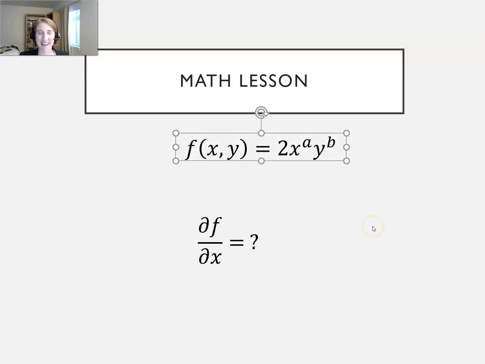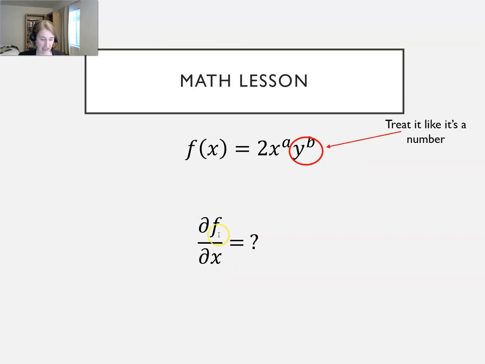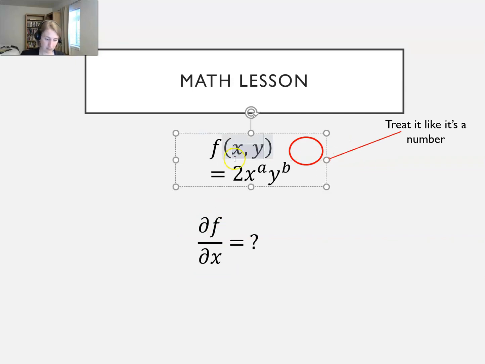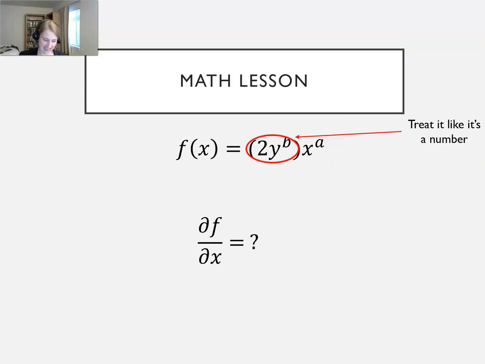Okay, so this expression here, f of x and y. Now again, I want you to take the derivative with respect to x. And with respect to x, we just treat this y to the b like it's just a number. It's just a constant, right? So I take my derivative just like it's any old number. Oh man, I'm getting everything all messed up. Okay. Treat it just like it's a number, group it together with the other number, and you're off to the races.